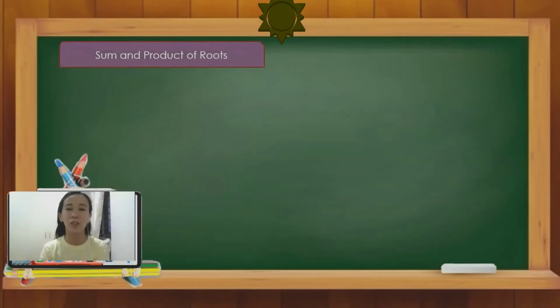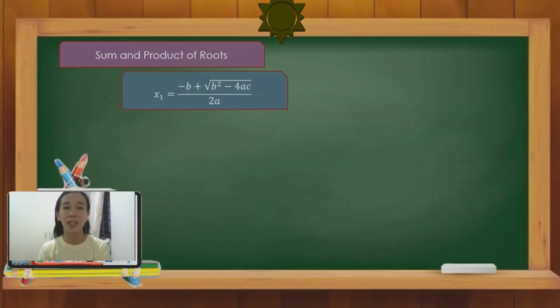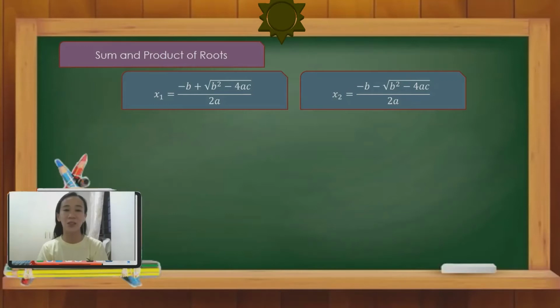Sum and product of roots. Previously, you have learned how to get the roots of a quadratic equation using the quadratic formula. Now, we are going to let x sub 1 be equal to the formula, which is negative b plus square root of b squared minus 4ac all over 2a. And we will also let x sub 2 be equal to negative b minus square root of b squared minus 4ac all over 2a.